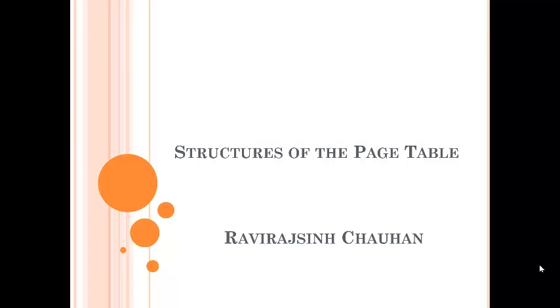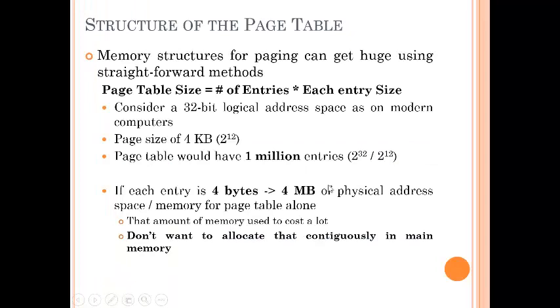In this video, we are going to cover structures of the page table. Let us understand what is page table first. So page table is the memory management unit which converts logical address provided by CPU into actual physical address of the memory. Every process maintains their own page table, and the page table is stored in the main memory.